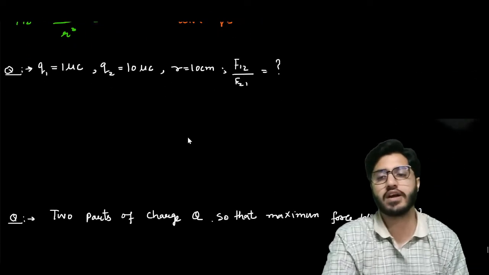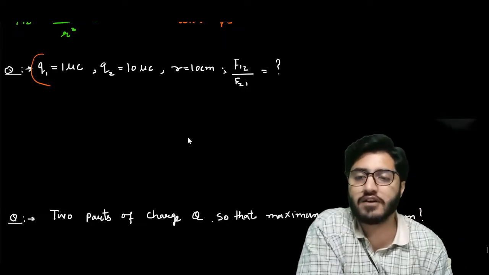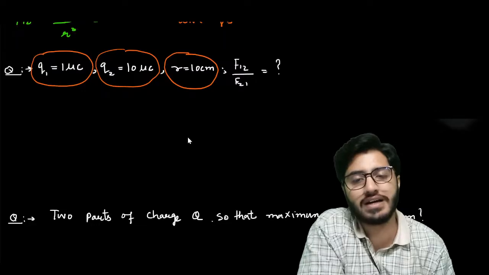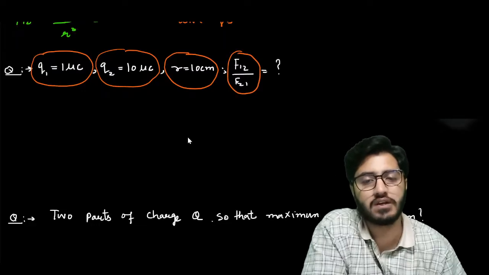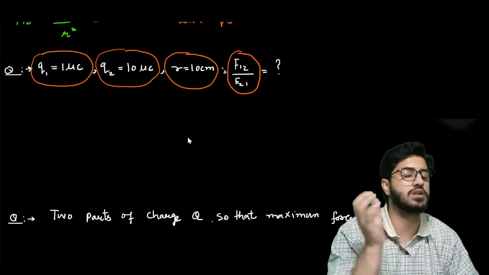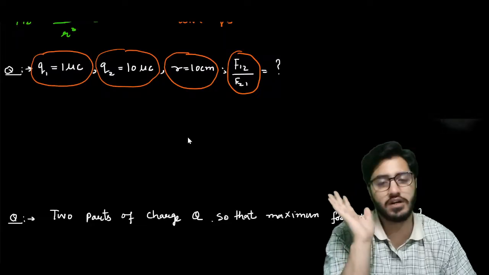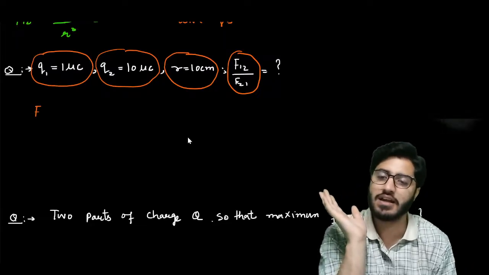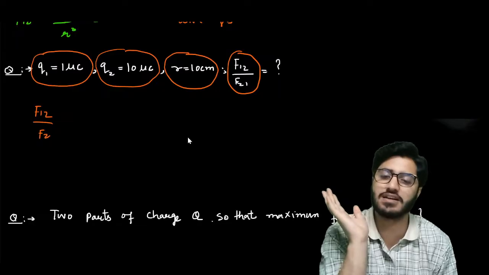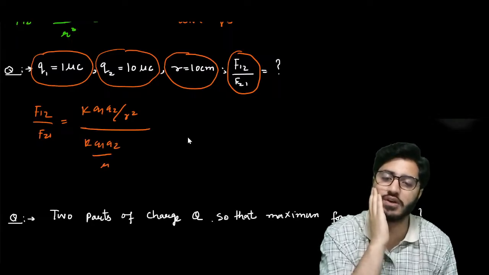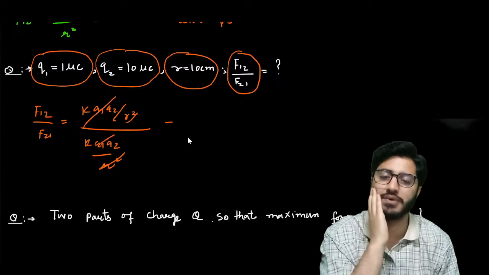Look, how we can do this numerical. If the charge of the first particle is 1 microcoulomb, the charge of the second particle is 10 microcoulomb, and the distance is 10 centimeter, what is F12 by F21? Sir, we know that these are action-reaction pairs, so this will be 1 only. I can write F12 divided by F21 as K Q1 Q2 by R square whole divided by the same K Q1 Q2 by R square. Both will cancel out, so my answer will be 1:1.